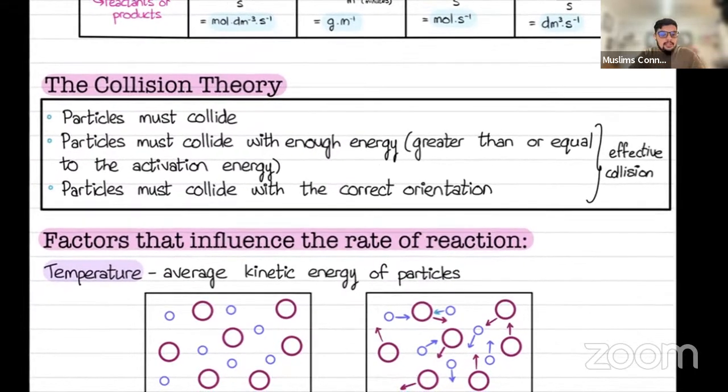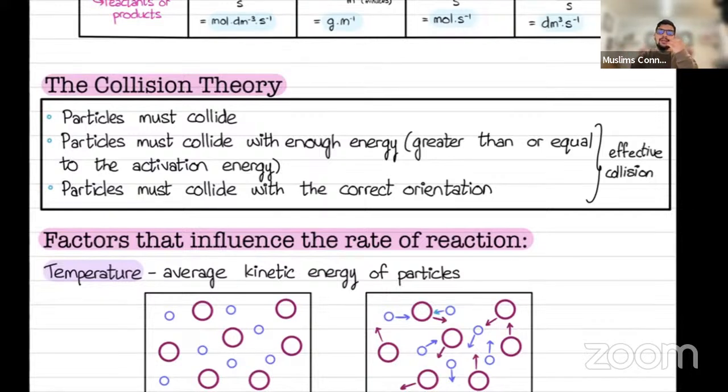So particles must collide. Particles must collide with enough energy which is greater than or equal to the activation energy, and particles must collide with the correct orientation, meaning they must bump each other at the correct angle or the correct place. So remember, activation energy has what definition? Activation energy is the minimum amount of energy required for the reaction to start, basically for the reaction to take place.